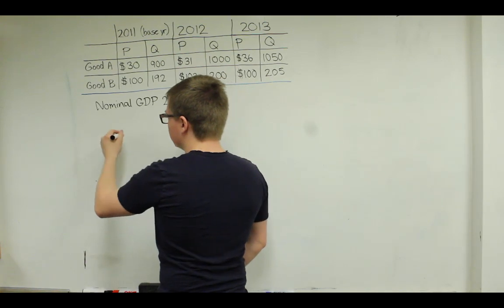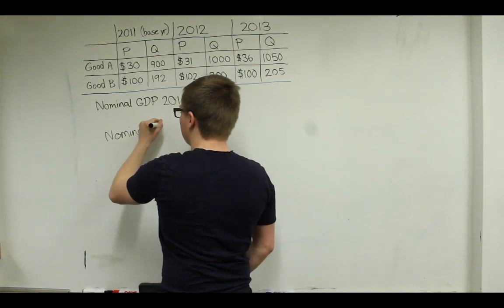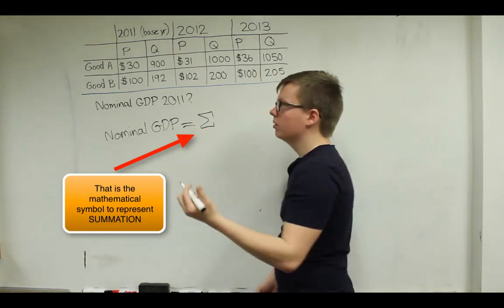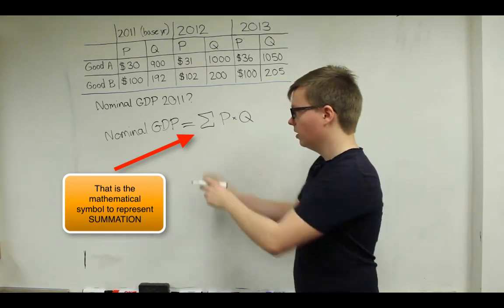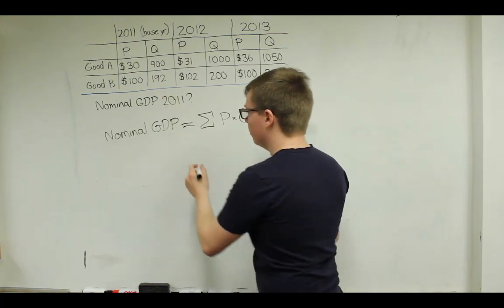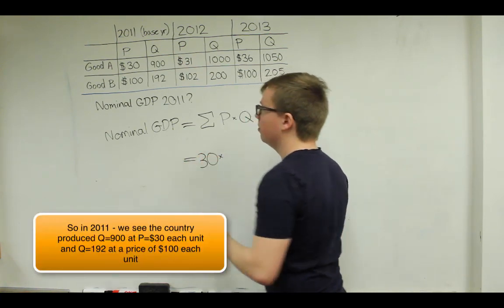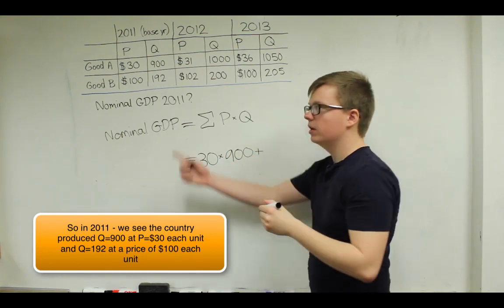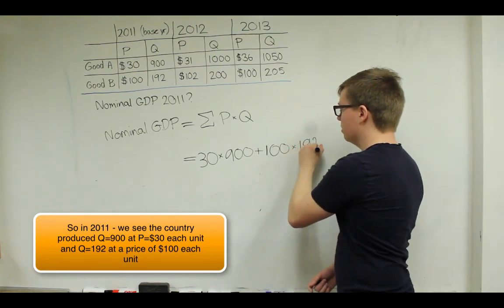So nominal GDP is, you sum up the prices times the quantities for each good. This just means you add these together for each good. If we look at 2011, for good A, the price was 30, and we multiply that by 900 quantity. And then for good B, we had a price of 100. We multiply that by quantity of 192.